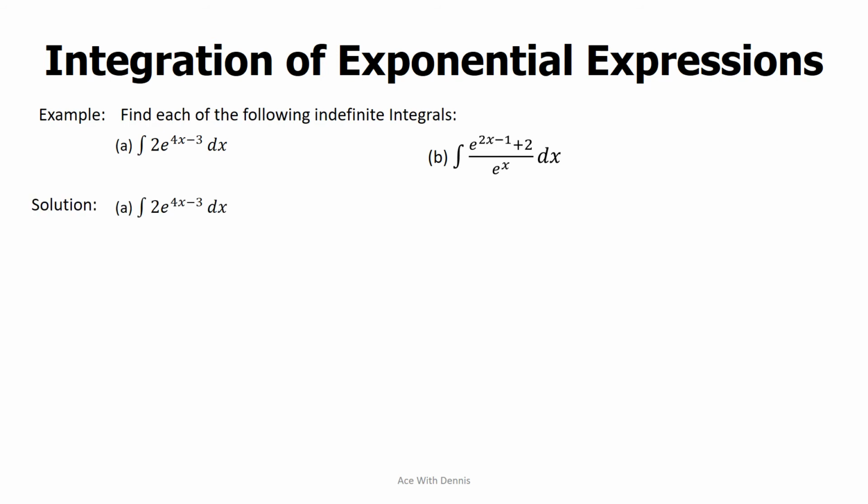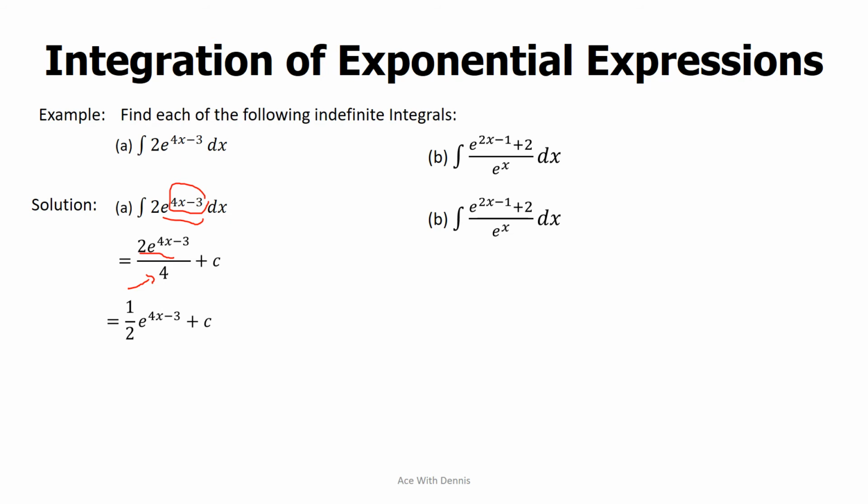Here is the solution. So A. Integration of 2e to the power of 4x minus 3 dx. So what you can do is you just copy exactly the same expression, 2e to the power of 4x minus 3, over here. Then you differentiate the power 4x minus 3, which you get 4, and you write the answer at the bottom over 4, then plus c. Next, simplify, it becomes half e to the power of 4x minus 3 plus c. So this is the answer for A.